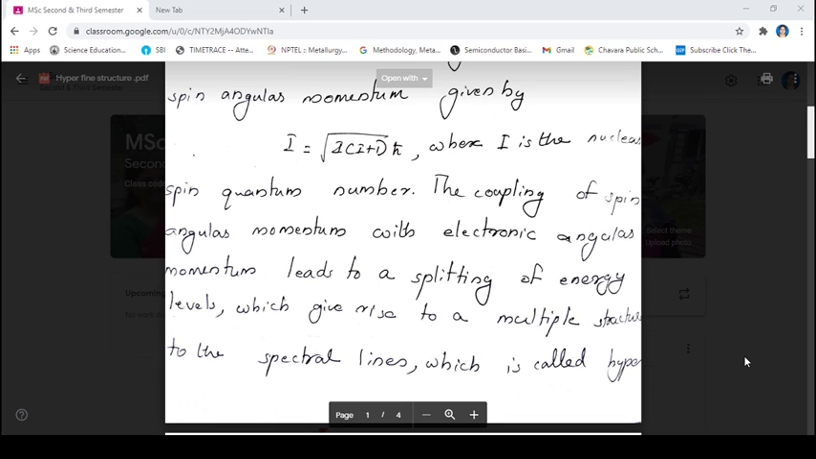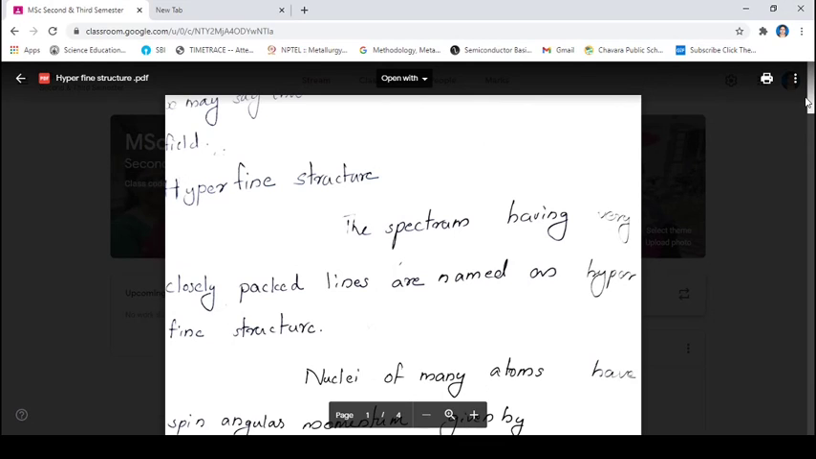Good morning students. Today we will discuss the hyperfine structure of spectral lines. We have already studied the fine structure of spectral lines. The fine structure is due to the spin-orbit interaction of the electron. That is, the electron has spin motion and orbital motion, so there is a corresponding spin angular momentum and orbital angular momentum. The interaction between these two leads to the fine structure of spectral lines.